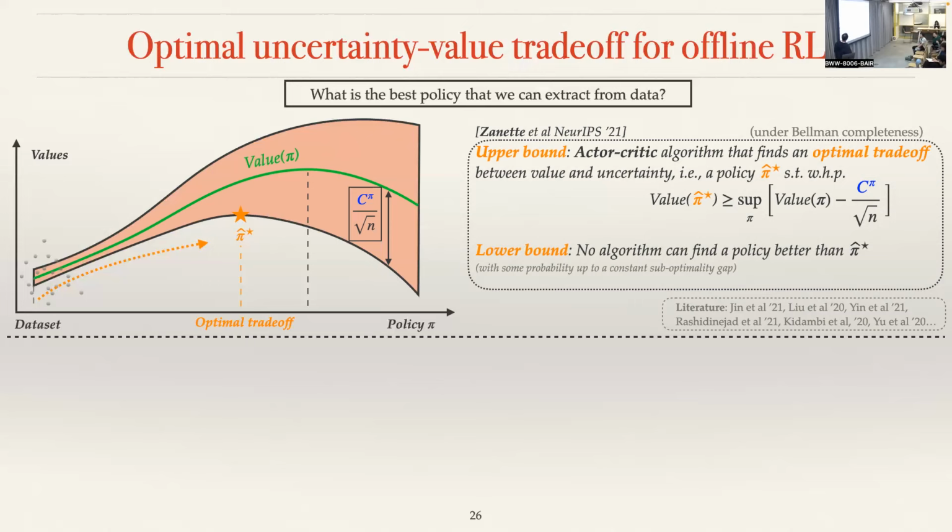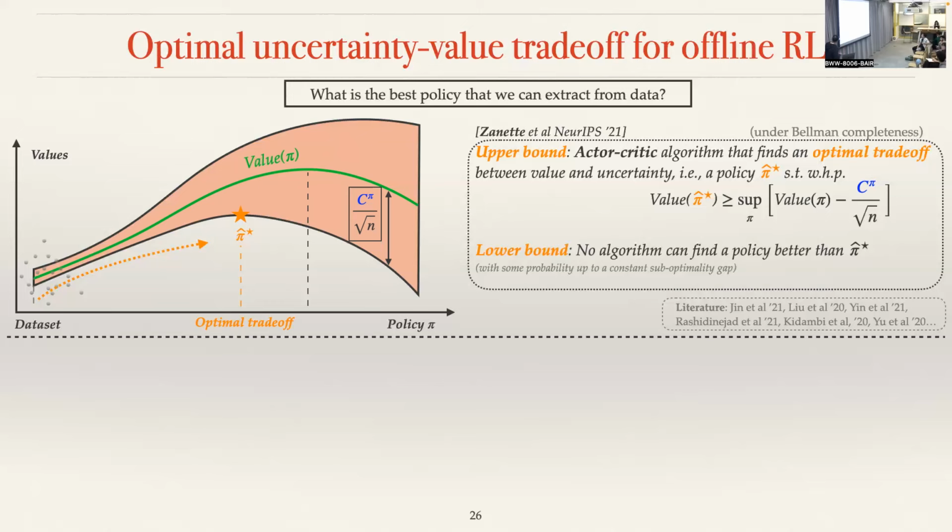Instead, you would like to return a policy that looks like it has good value, but that you're also reasonably confident about. And so one way to look at offline RL is as a procedure that tries to find some optimal trade-off between value of the policy that is returned and the uncertainty about this policy. Think about some bias-variance trade-off in statistics. You would like to have an algorithm that has sort of an optimal bias-variance trade-off.